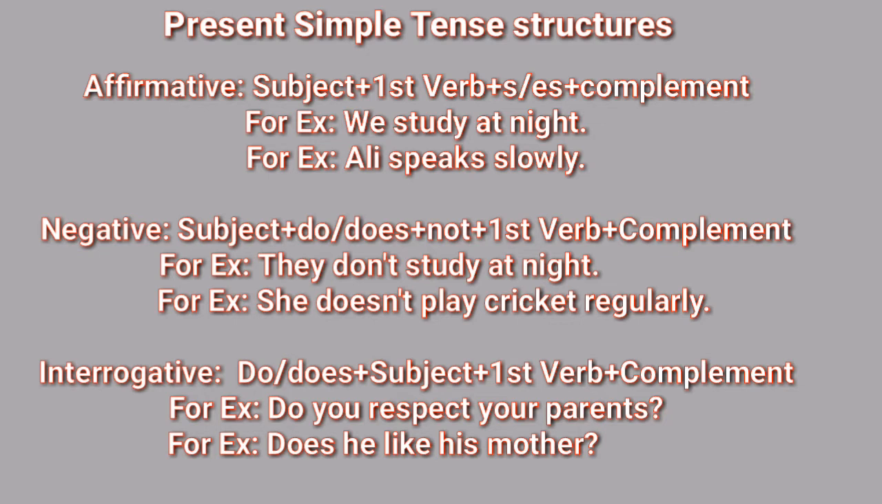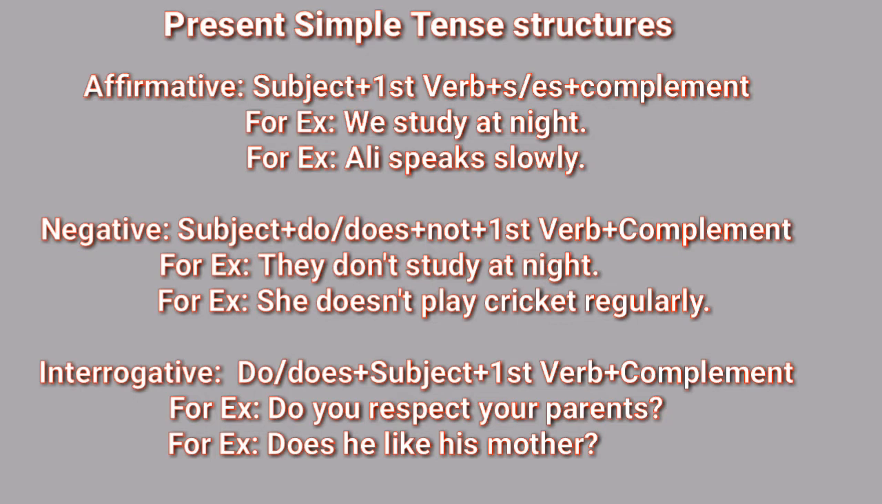And do is a helping verb, and a helping verb helps us to make forms, tenses, or negative statements. For example, she doesn't play cricket regularly. We cannot say she do not plays cricket regularly. That is wrong. We say she doesn't play cricket regularly.